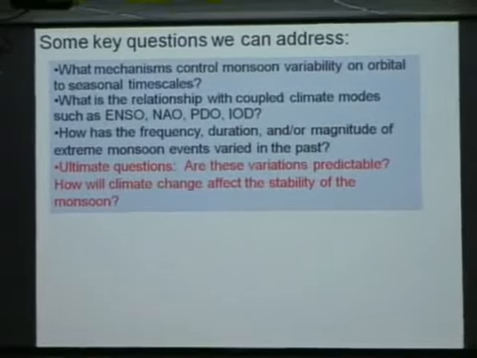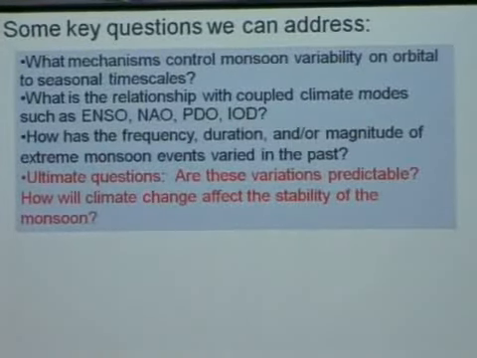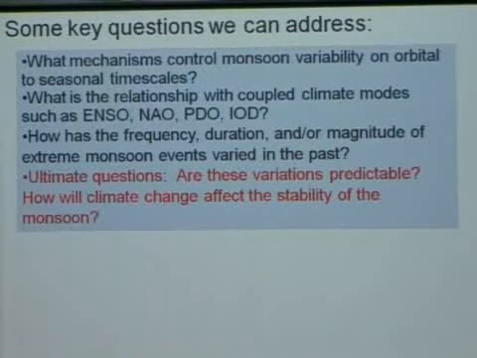So now that we have our proxy, we can think about what questions we actually want to address. There are several questions about the monsoon. Some of the key ones we could look at are, what are the mechanisms that control the monsoon variability on a range of timescales? So on orbital, Milankovitch timescales, all the way down to seasonal timescales. And what is the relationship with certain coupled climate modes, such as El Nino Southern Oscillation, the North Atlantic Oscillation, PDO, the Pacific Decadal Oscillation, or the Indian Ocean Dipole? Because we can get such high resolution records from these, we can potentially address these questions.